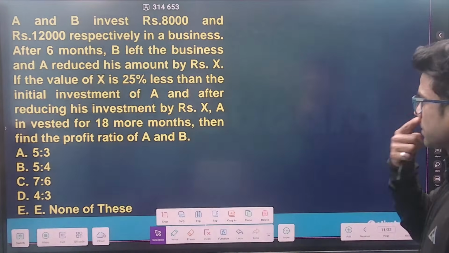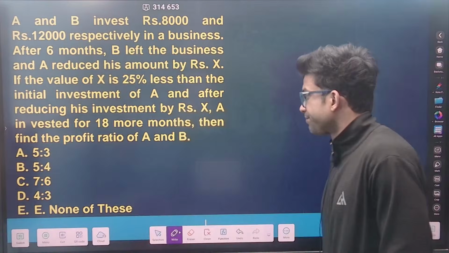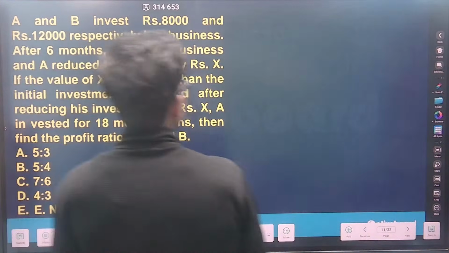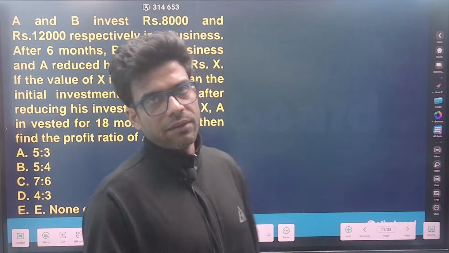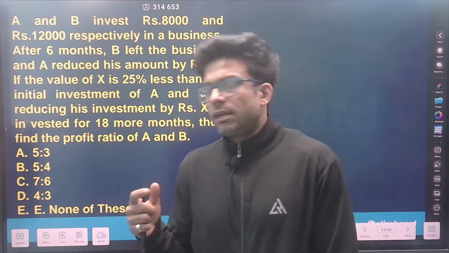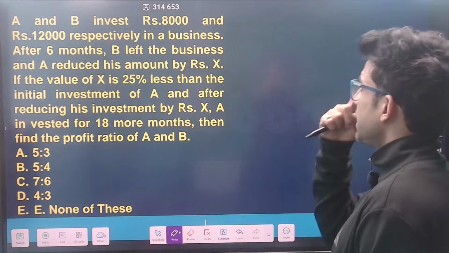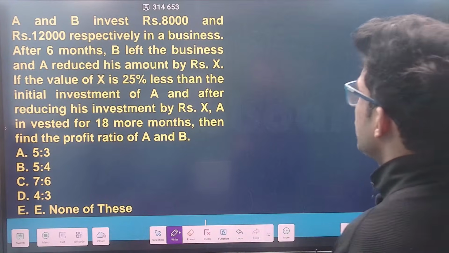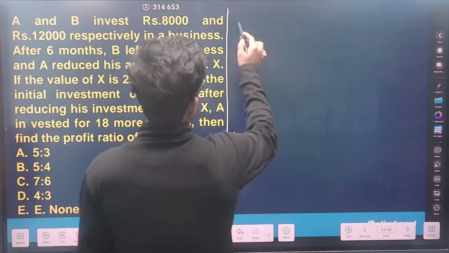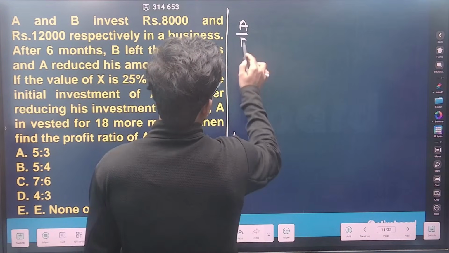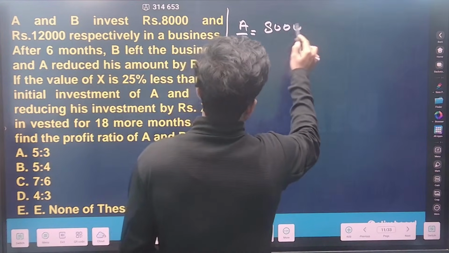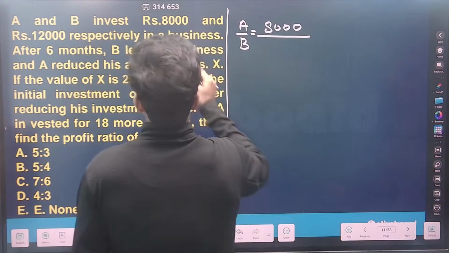I hope the question is correct. Let me try. First of all, as I said, these questions play with the language. They are playing with the language. I hope everything would be right. Then I'll try. A and B invested rupees 8,000 and 12,000 respectively. So first of all, what is given? Just write down.